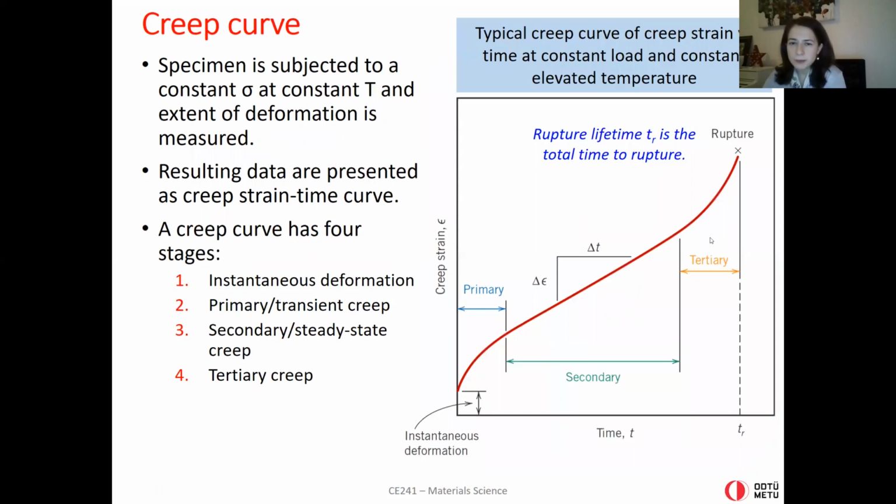Eventually, what we get is a typical creep curve, for a specimen subjected to a constant stress at constant temperature, and the extent of deformation is measured in terms of strain, and we basically plot the resulting data in a creep strain-time curve. A creep curve has actually four main stages. The first stage is the instantaneous deformation. The second stage is your primary transient creep, and then we have a secondary or steady-state creep, and then last we have tertiary creep, and the curve ends with rupture of our material.